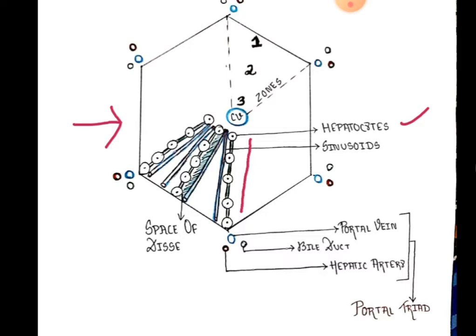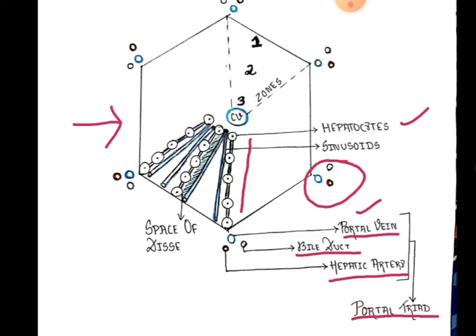And at the corner of the lobule there is the presence of the portal triad. These three structures together constitute the portal triad. Now what are these three structures? These three structures are the portal vein, the bile duct, and the hepatic artery. The portal vein, the bile duct, and the hepatic artery together comprise the portal triad. This portal triad is the main blood supply to the liver.